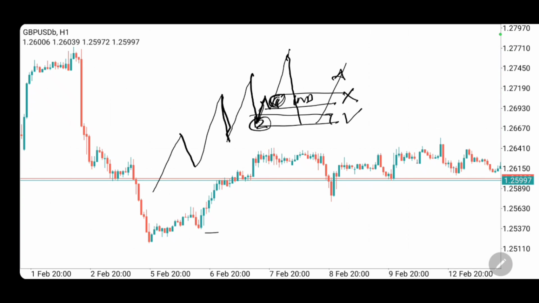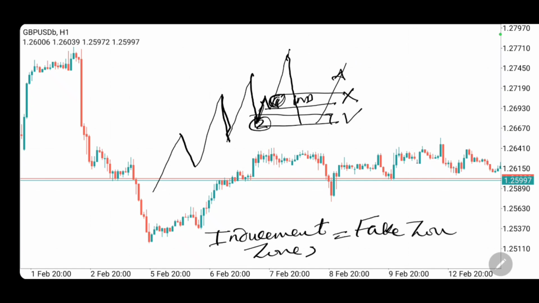So zone 1 was created to lure you to take trades from it, though they are false zones. Inducement zones are fake zones. They are intended to lure retail traders to take trades from them with an intention to overrun or sweep their stop losses. So you need to be careful. That's another reason why your trades or setups fail: you are taking trades from inducement zones instead of the main zones.